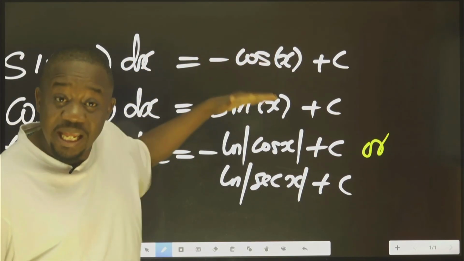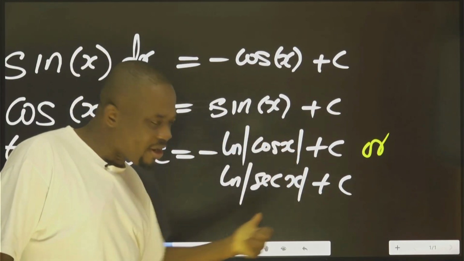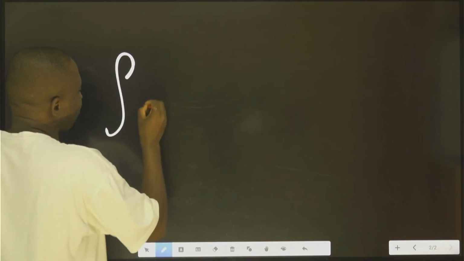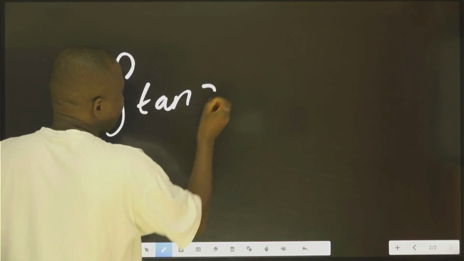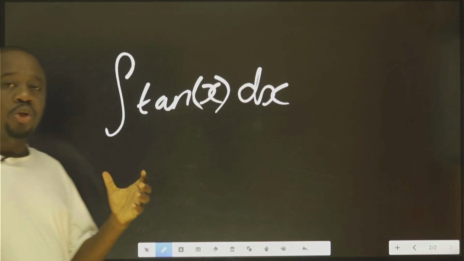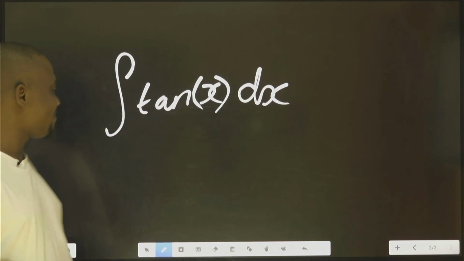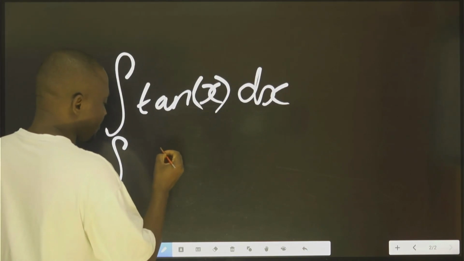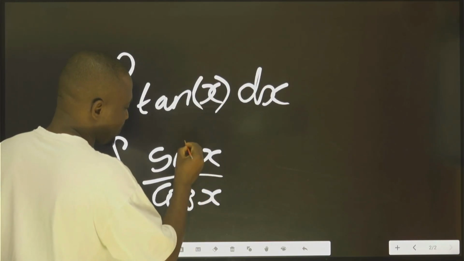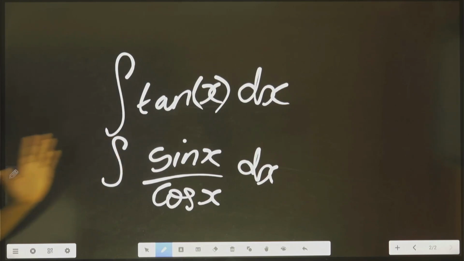This can easily be understood, straightforward, but you might be asking yourself, how do we come about this? Let's prove this for tan x. So let's see the integration of tan x. You will agree with me, tan x is sin x over cos x. We are using this now to replace tan x. That is the first step.